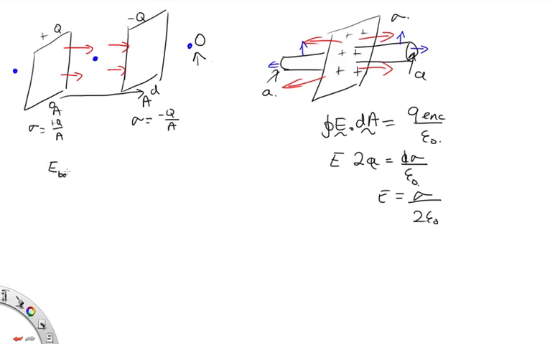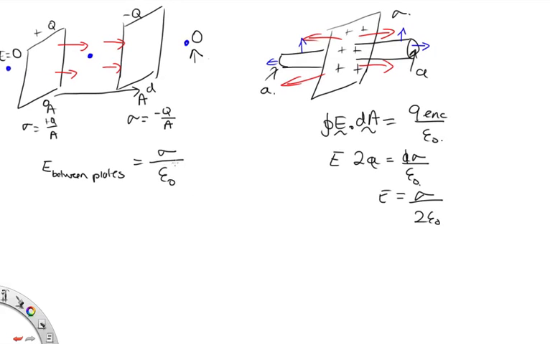So E between plates is equal to sigma over epsilon naught. Now outside here, we have exactly the same arguments as outside here, and we have E equal to 0. So now we've worked out what the electric field is between our plates, and given that these plates are big enough and the distance separating them isn't too large, this is a good approximation. We could also write this as Q over A epsilon naught if we wanted, as sigma is the charge density, which is Q on A.